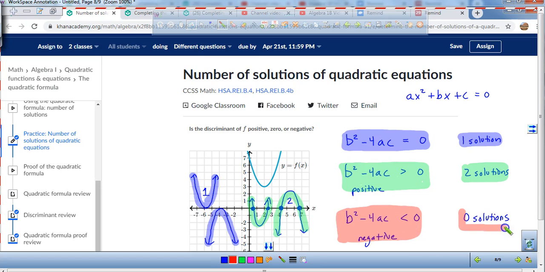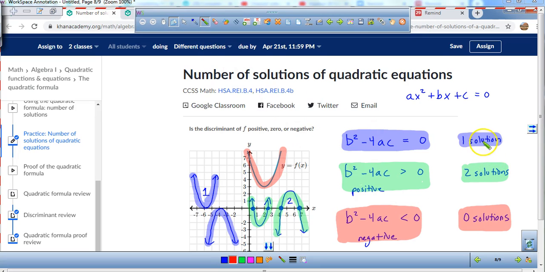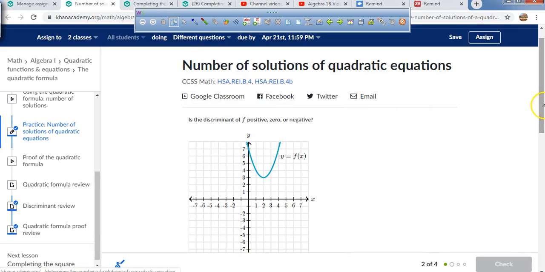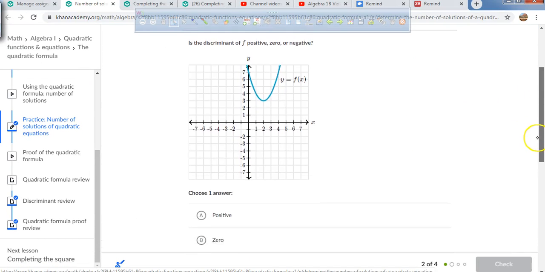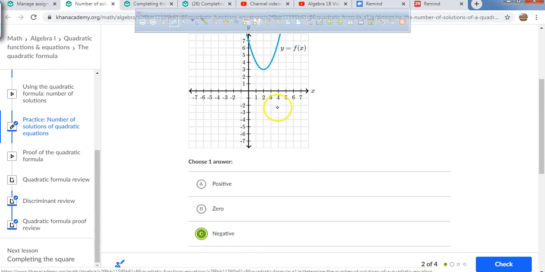Right here we have 0 solutions. If we have a parabola that does not touch the x-axis, that means the discriminant is negative, and therefore we have no real solutions. That's basically what it comes down to. Either you're going to have one solution, two solutions, or no solutions. Either this is equal to 0, a positive number, or a negative number. So right now, I know without a shadow of a doubt that the discriminant is going to be negative because it doesn't touch.